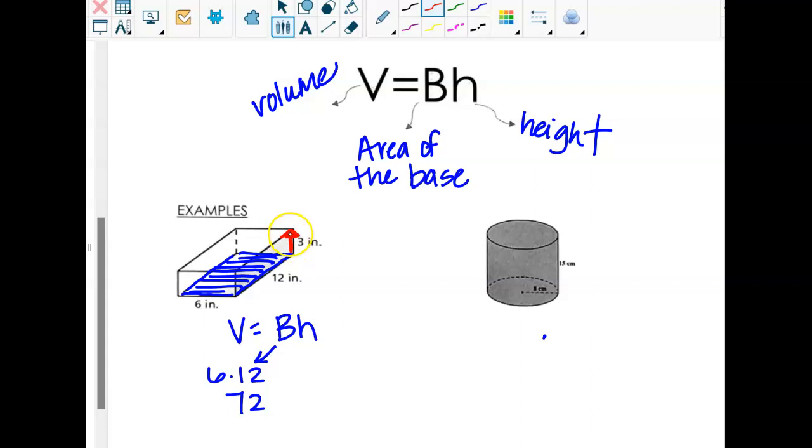And because there's a height of 3 inches, I take that times 3 so that I can get the total volume of the box. So the base was 72, so you could fit 72 cubes on the bottom layer, and then there's basically 3 layers tall. That's the height. So 72 times 3 is 216. Again, this is inches cubed. The units are cubed in volume.